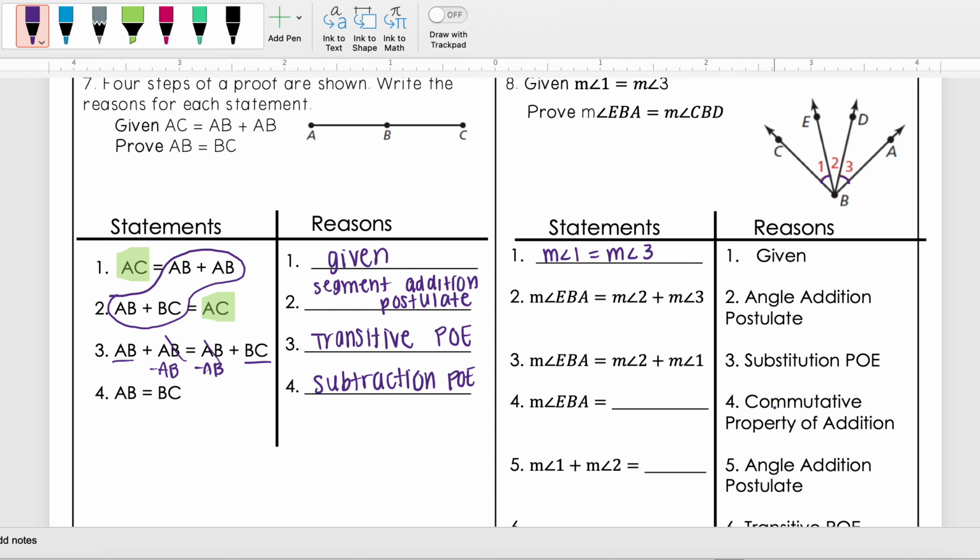And commutative property, it tells us that when we're adding numbers, we can add them in any order we want. So like for instance, if I had 2 plus 3, that would be the same thing as 3 plus 2. So since they're saying they use the commutative property here, all they did was switch these 2 around. So I have measure of angle 1 plus measure of angle 2 instead.